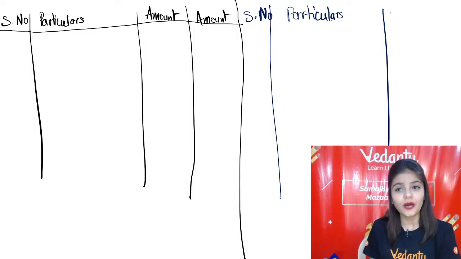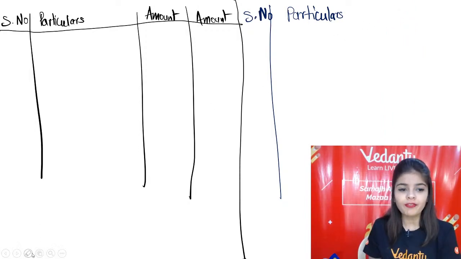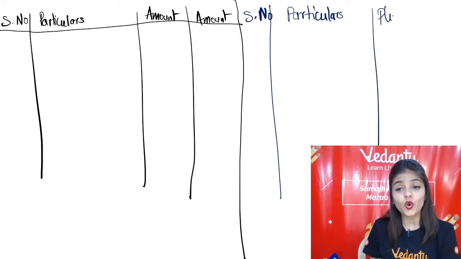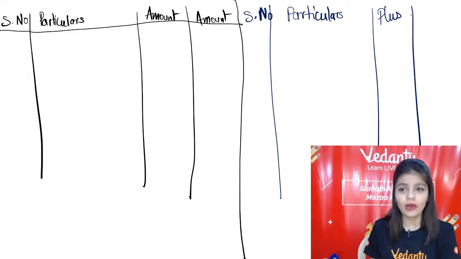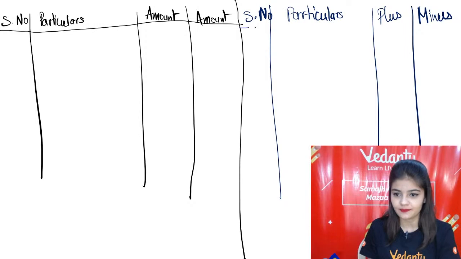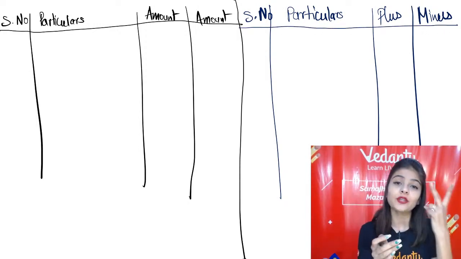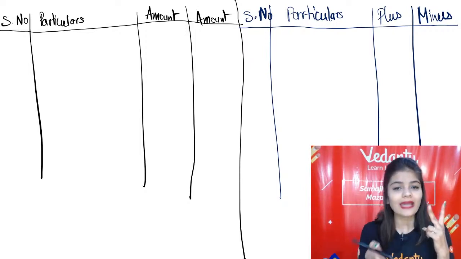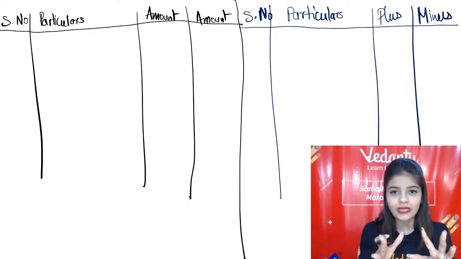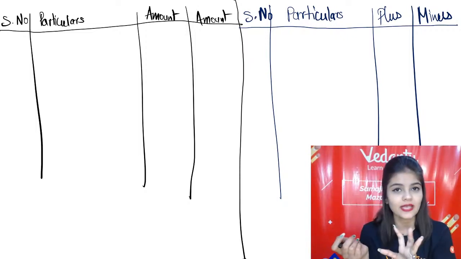Serial number, particulars, plus item and minus item. तो आपको यहाँ फॉर्मेट में डिफरेंस पता लगा कि एक फॉर्मेट में मैंने दोनों साइड अमाउंट लिखा है और दूसरे फॉर्मेट में I am writing plus and minus. So there are two alternatives, two methods, amount and amount. You are writing amount, and another one is in which you are writing plus and minus.